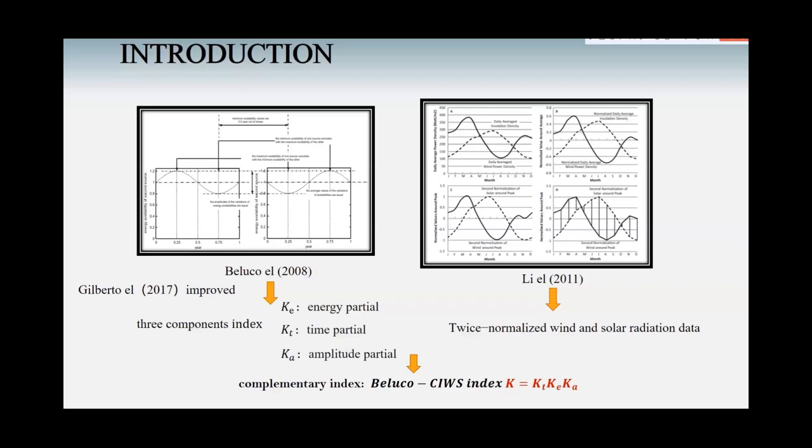Gilberto improved the Bellocco index to make it more suitable for measuring wind and solar complementary index. Li developed an approach to calculate the complementary index of wind and solar radiation, that is, to twice normalize the wind and solar radiation data and calculate the area between the two time series profiles. Our new index is based on this work, and the calculation method is what I describe next.